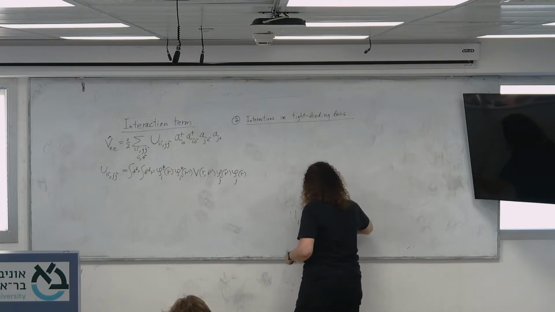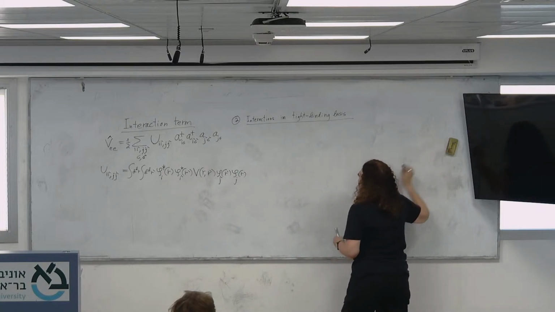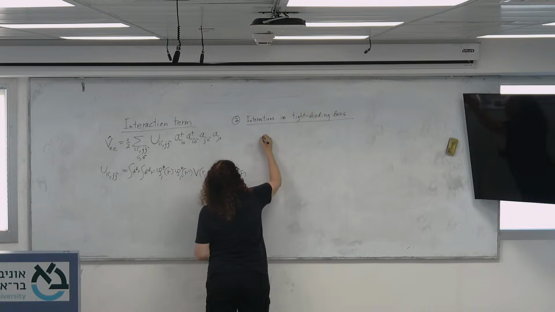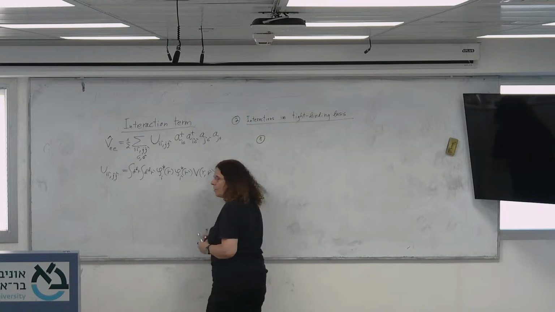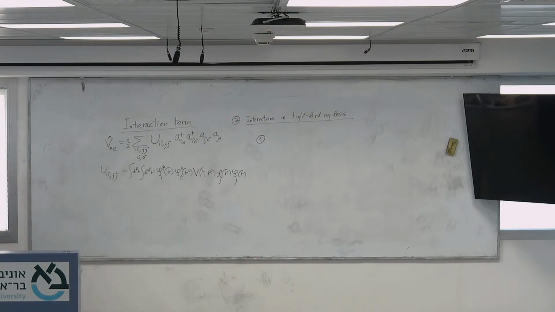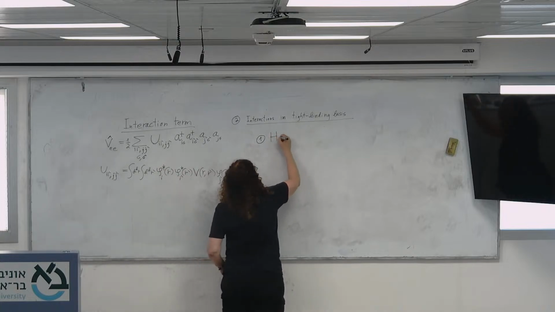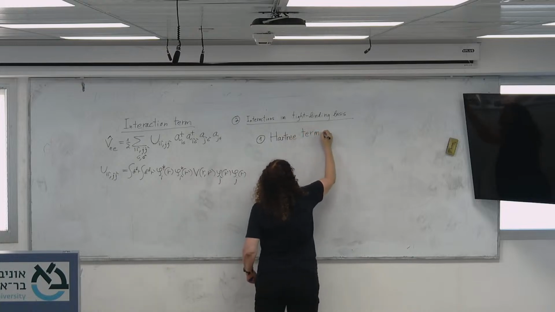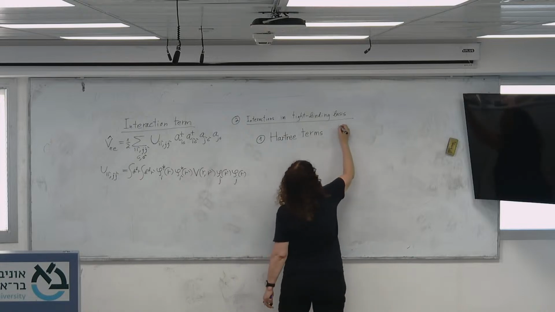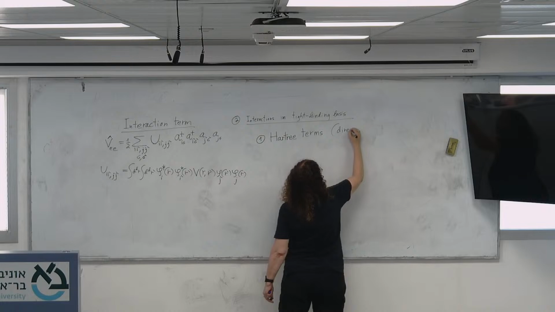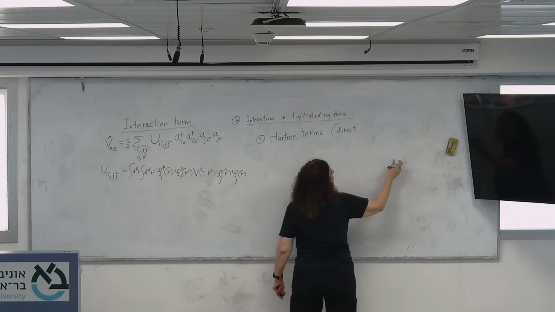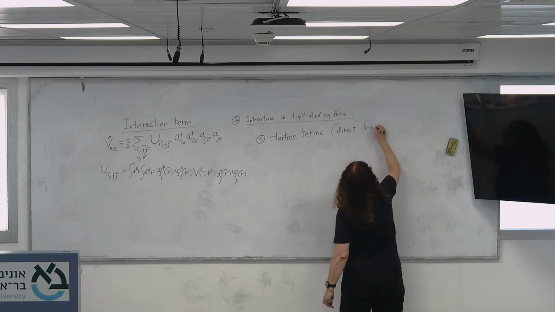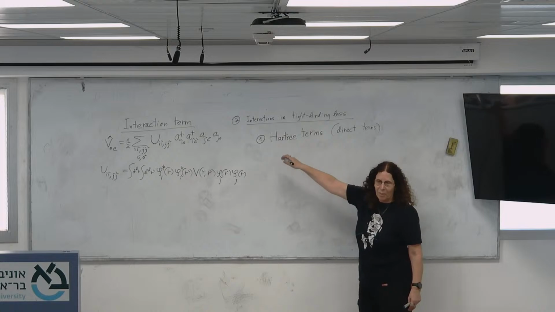So the first type of interaction terms, I'm going to call Hartree terms, or sometimes we call it direct. Hartree is named after a person.